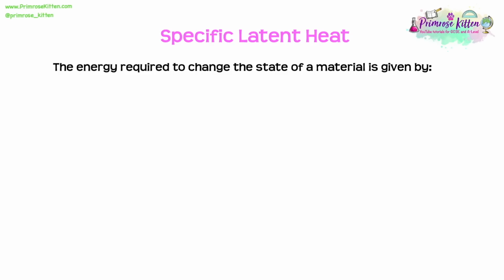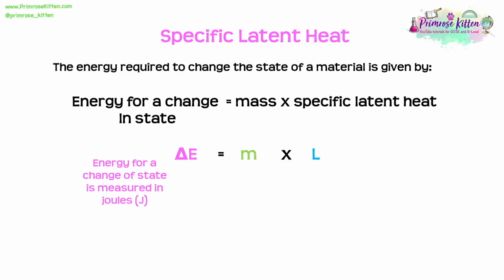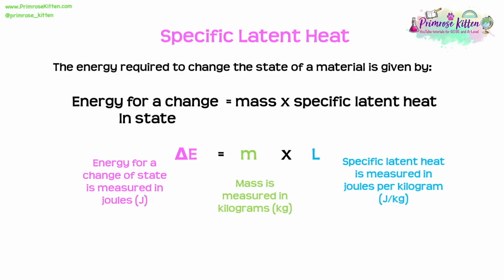We need to be able to calculate the energy required to change the state of a material, so we need to know this equation. The energy for a change in state is equal to mass times the specific latent heat. So the formula for this is delta E, remember delta means change, which equals m times L. The energy for a change of state is measured in joules, mass is still measured in kilograms, and specific latent heat is measured in joules per kilogram.